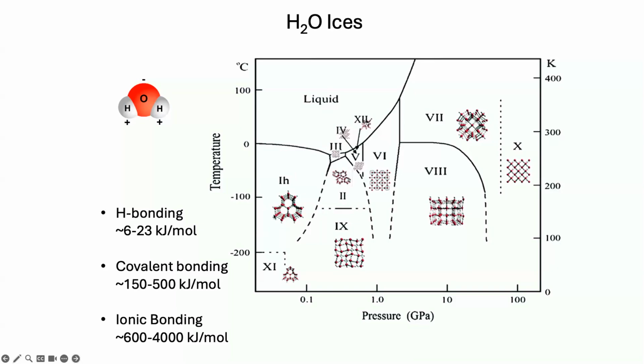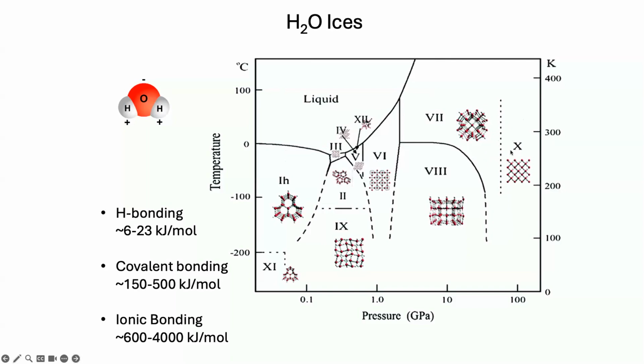Ice 1H is what we get on the surface of the Earth, because you're cooling the temperature down. But as you increase the pressure, going towards the interior, you're going to go through ice 6, then ice 7, and then ice 10. So this is hydrogen bonding, this is covalent bonding. I don't know what the bonding is for ice 6. It's a fairly narrow window at ambient temperatures where ice 6 is the phase. Ice 7 is covalently bonded and ice 10 is ionically bonded.